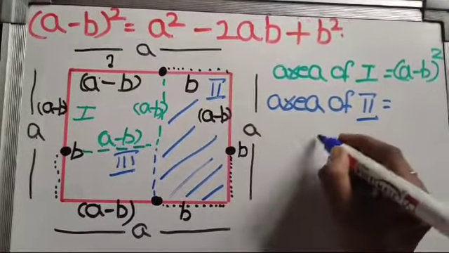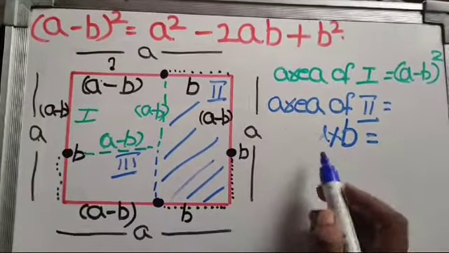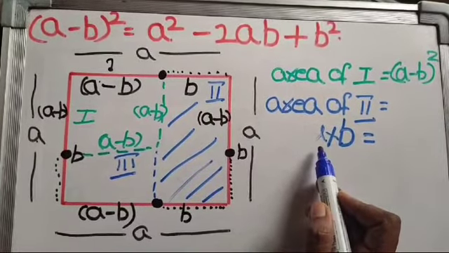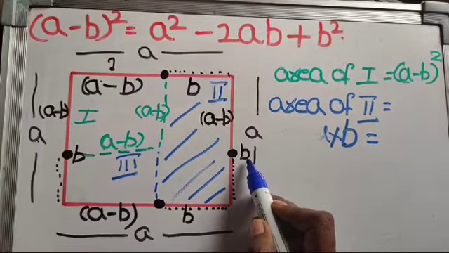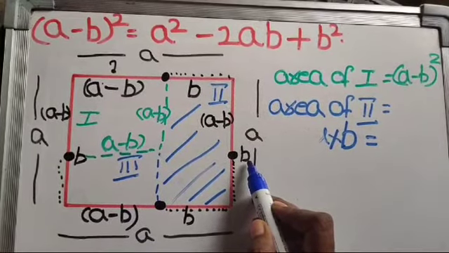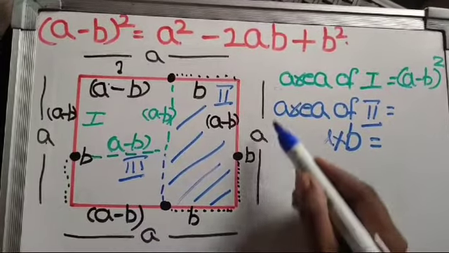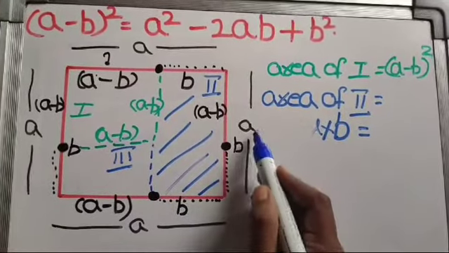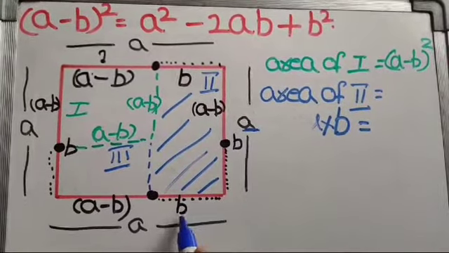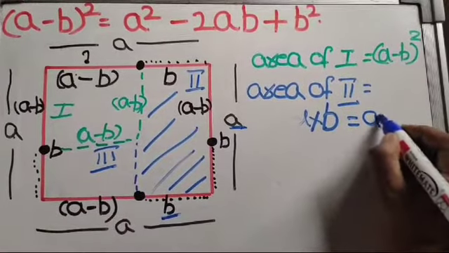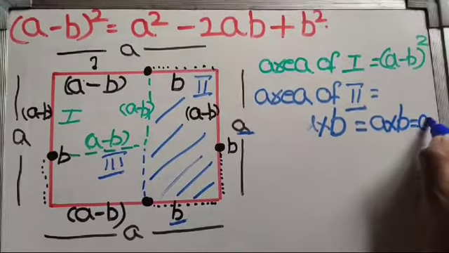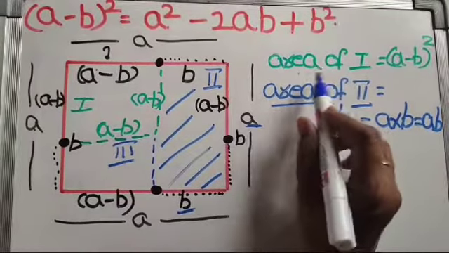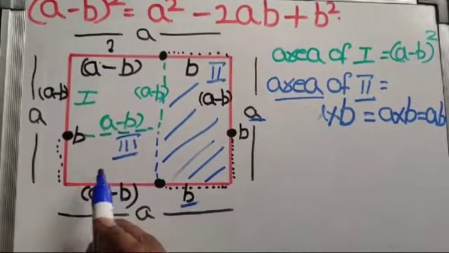Here our length is A and the breadth is B. So instead of L and B, we are replacing it by A and B. That is A into B. Our total is A. So that will become the length and the short one will become the breadth. So our length is A and breadth is B. A into B, that is AB. Now we got the area of the second one, that is AB. And area of the first one also we have got, that is A minus B whole square.